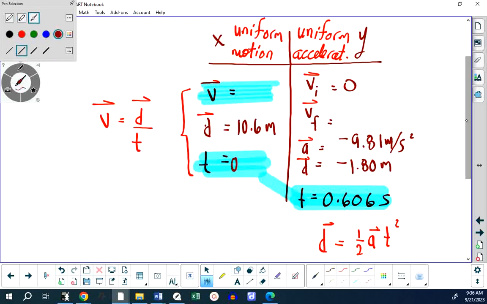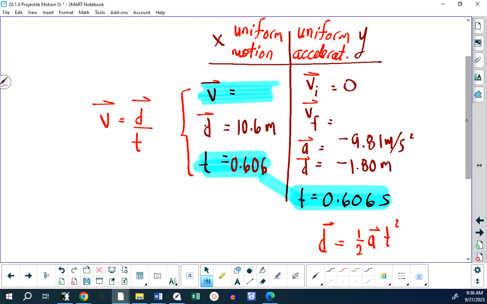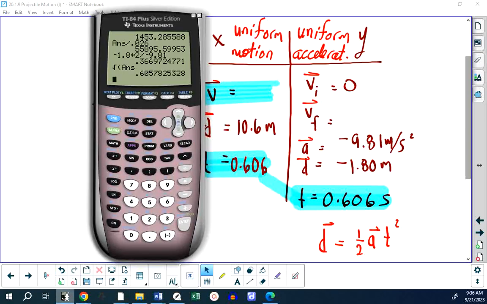You just put the 0.606 here, and we're going to divide that 10.6 meters by that time. About 17.5 meters per second. Are we okay with that?